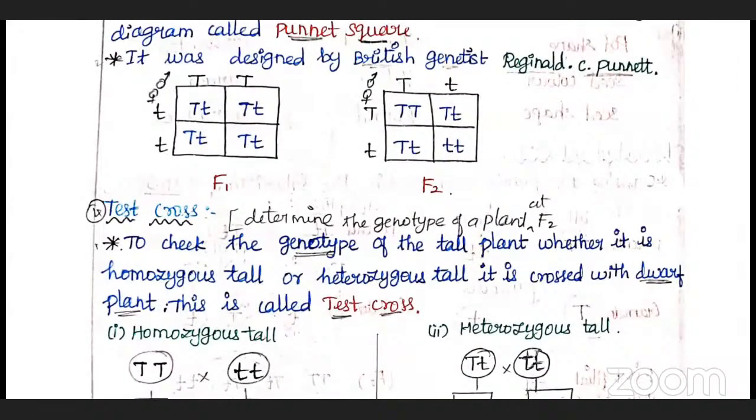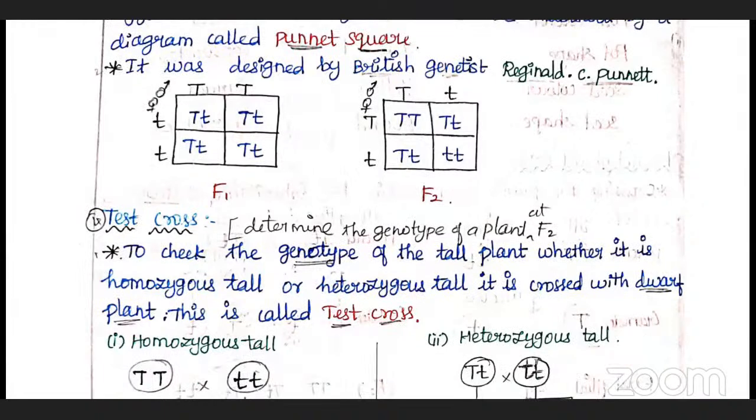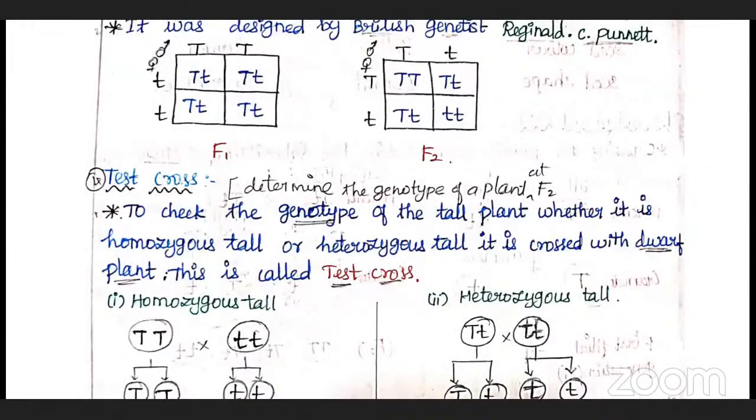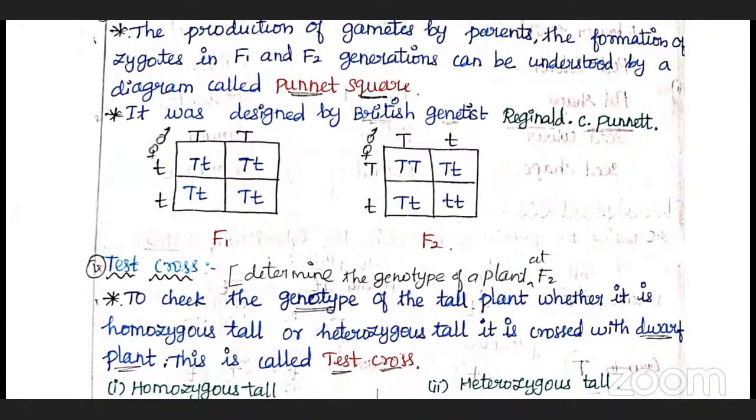The monohybrid cross will be explained in the checkerboard method. Capital T small t is the parental one. When it is crossed, we can get capital T small t. The ratio is 3:1, and the genotypic ratio is 1:2:1. What I just explained is the same thing that will be explained in the Punnett square.